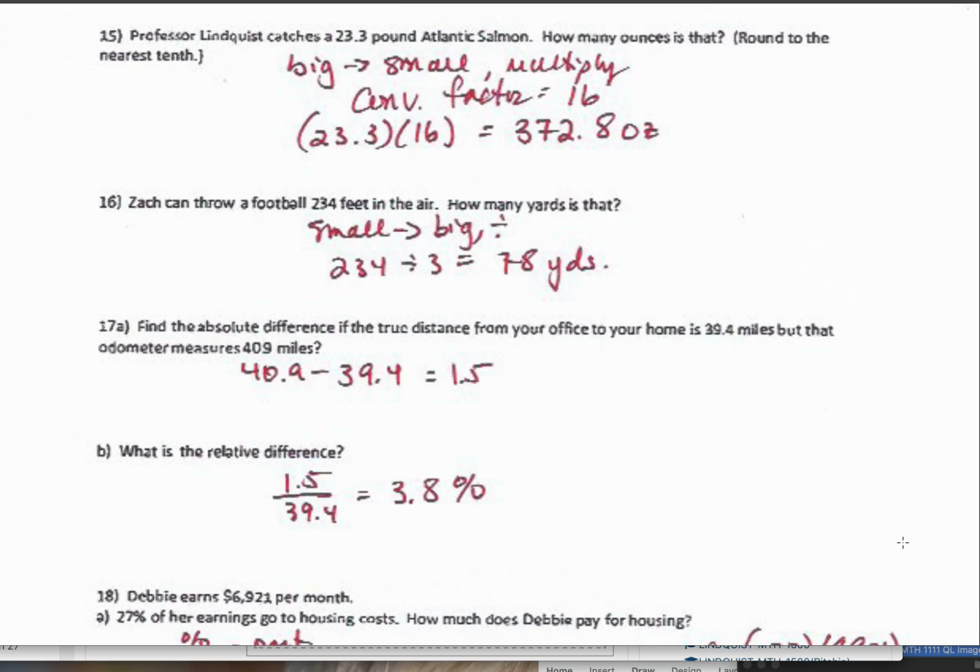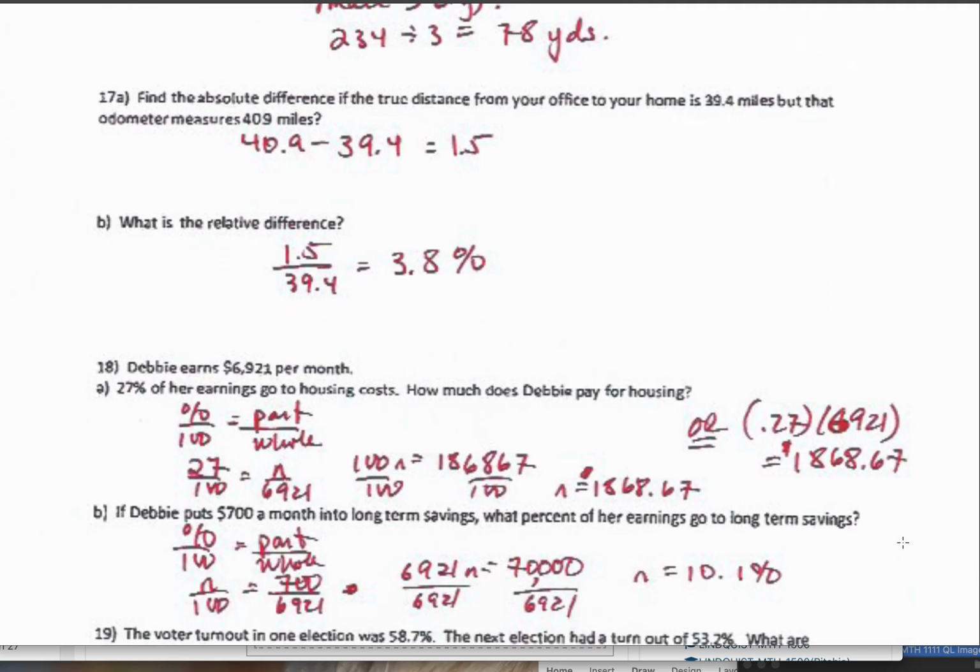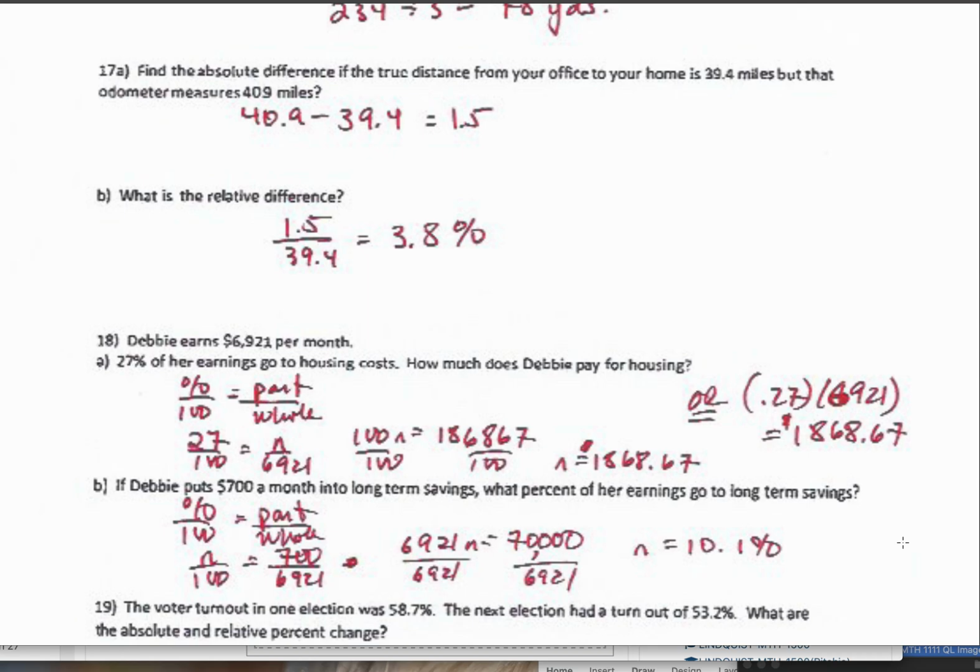Number 17a, find the absolute difference. If the true distance from your office to your home is 39.4 miles, but that odometer measures 40.9 miles. Again, those are decimal points, 39.4 and 40.9. So if I subtract, I get 1.5. That's your absolute difference. The relative difference is that 1.5 divided by the real or actual measurement, which is going to be 1.5 over 39.4, which is 3.8%.